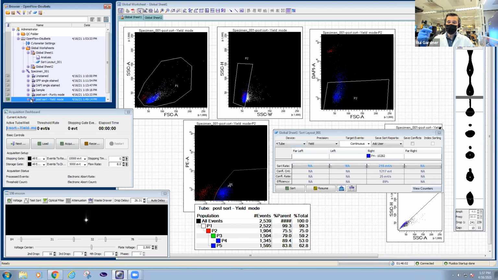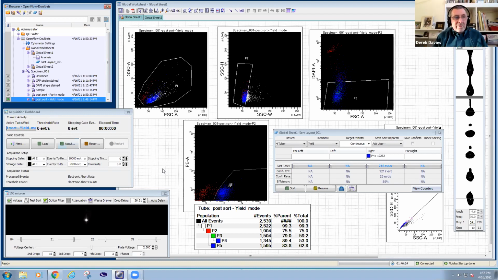So the probability of having a non-target, or even any cell, right, not only a non-target, but the probability of having any other cell together is going to be reduced if the sample is very diluted. With a more concentrated sample in yield mode, you would see this purity drop quite dramatically, right? So just to mention that also.